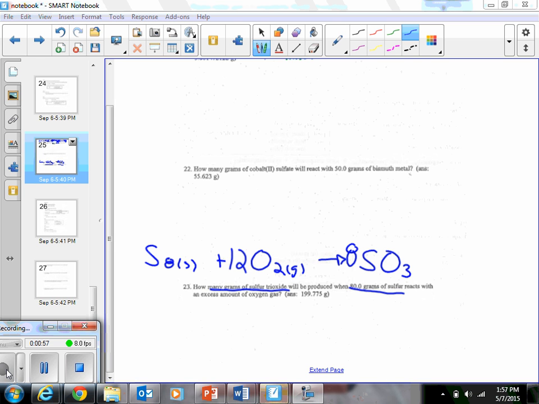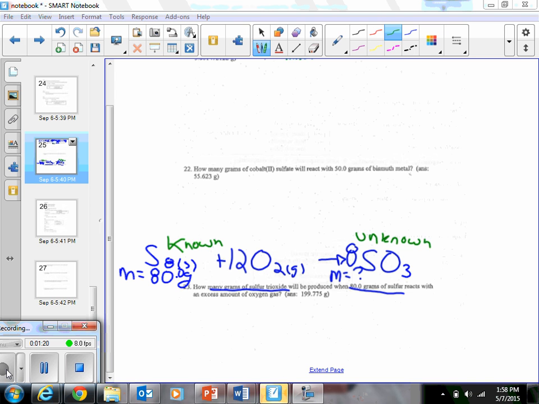We are given 80 grams of sulfur, 80.0, and we're asked to find the mass of sulfur trioxide. So this is my known. This is my unknown.